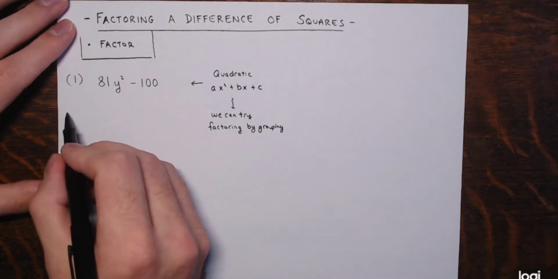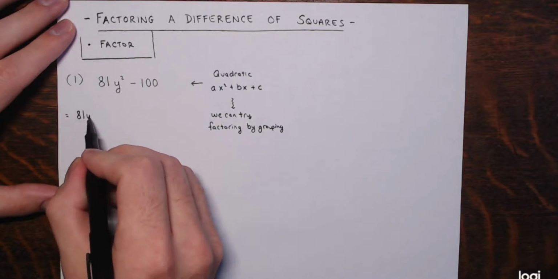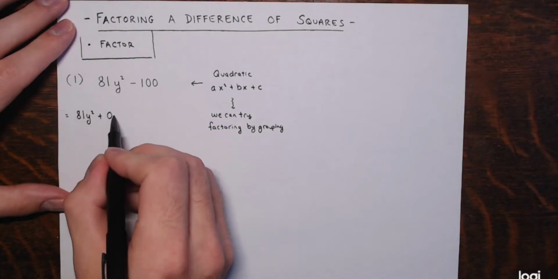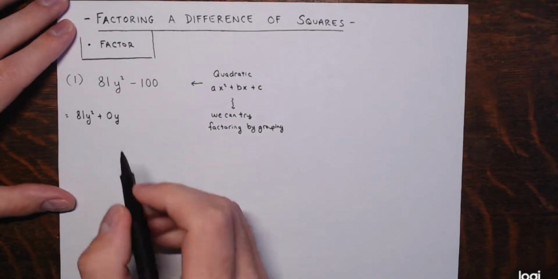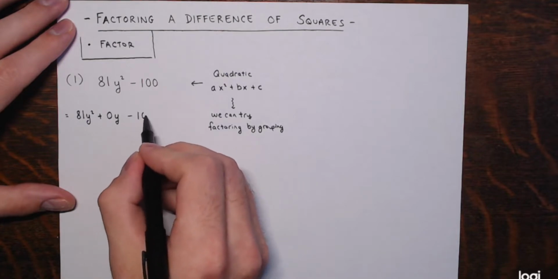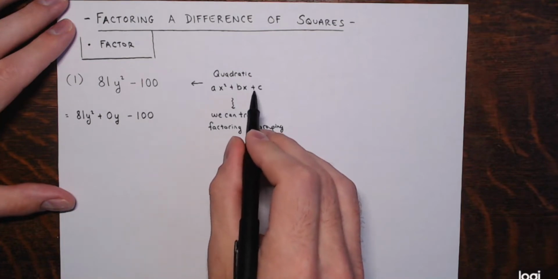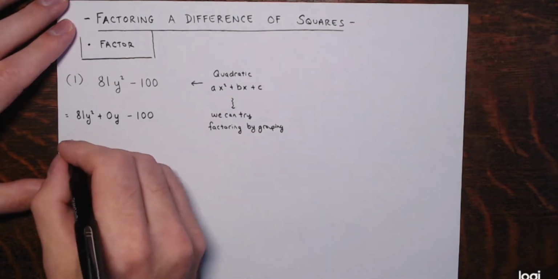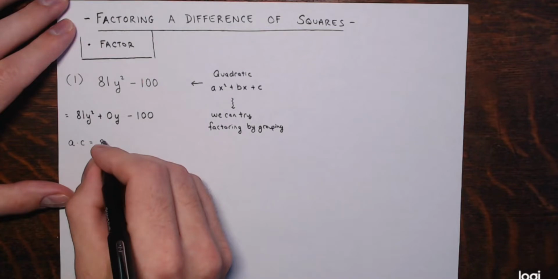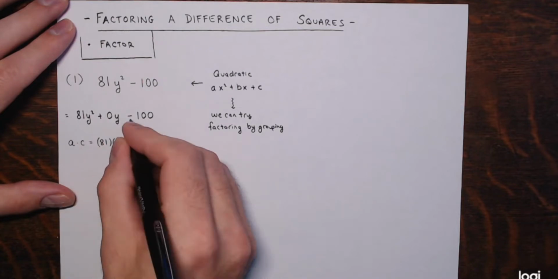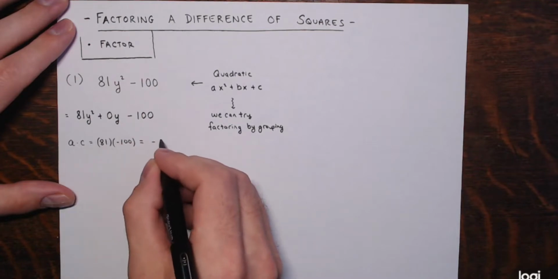Because we can think of 81y squared minus 100 as 81y squared plus 0y to the first. Adding 0 of something doesn't change the value of the expression. And then minus 100. So you see it's in that particular form: quadratic term plus linear term plus constant term. And then I try the a times c, or grouping method. That would be the lead coefficient, 81, multiplied by negative 100, the constant term, and this is negative 8100.